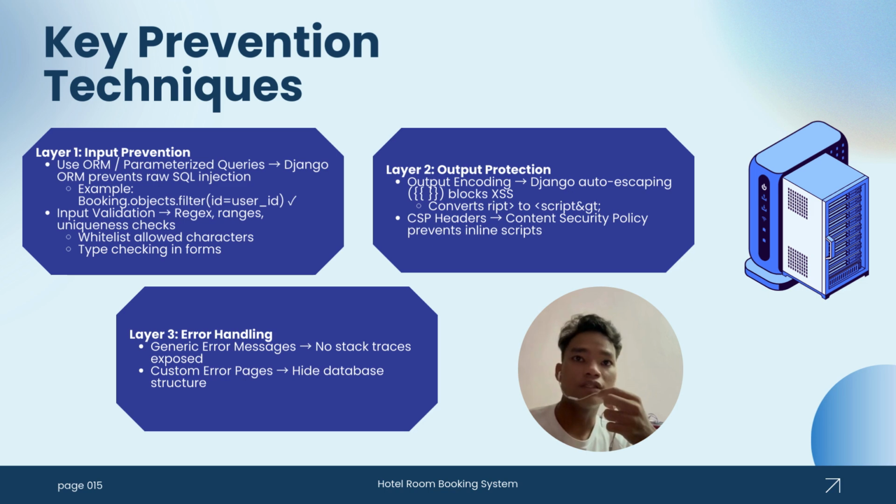The third one is output encoding, using the Django auto-escaping features. This one is to block cross-site scripting attacks. And the last one, finally, we implement proper error handling with a generic message and custom error page, making sure that we don't leak any sensitive information like stack traces to potential attackers.